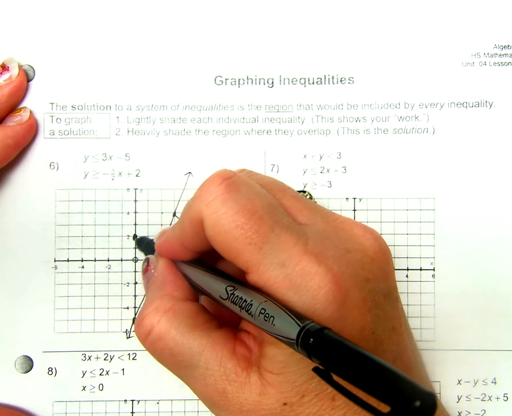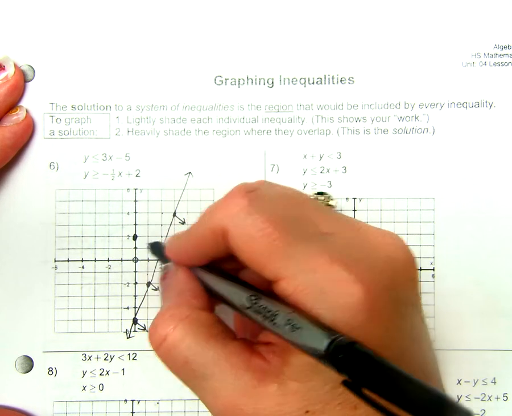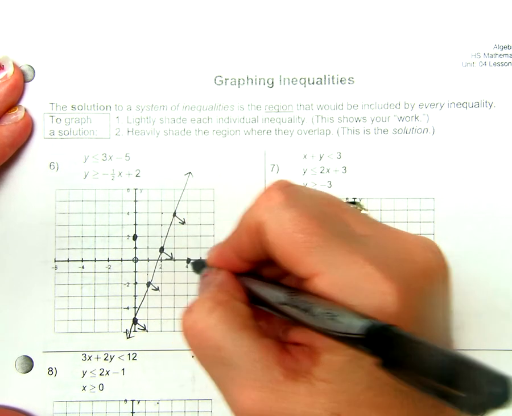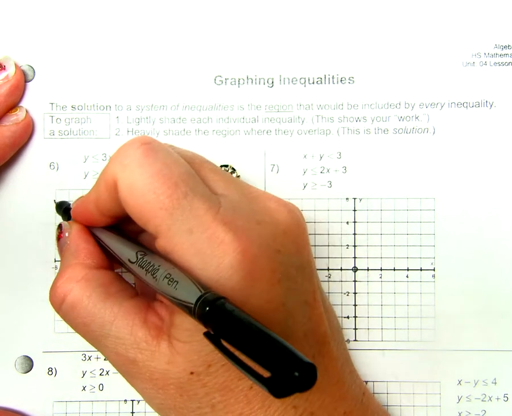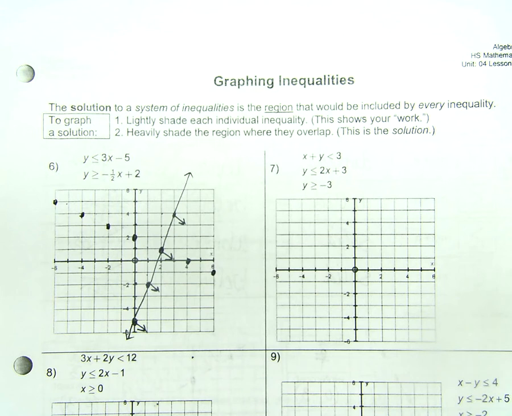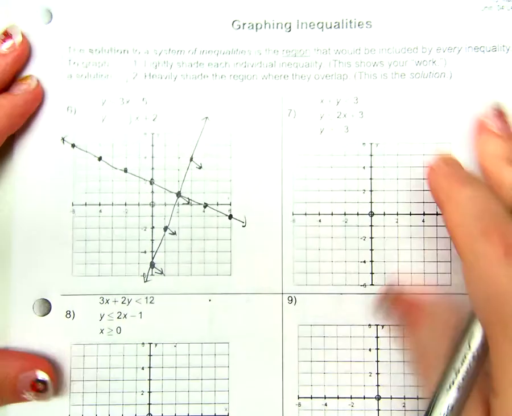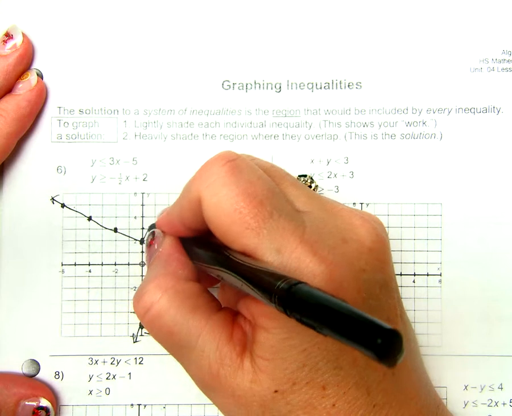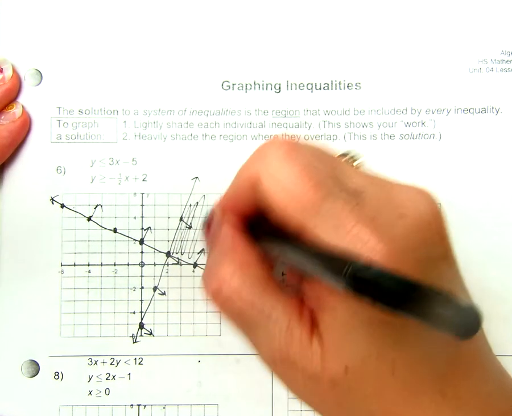Start up 2 on the y-axis, and then fall 1, run 2 to the right, right? Fall 1, run 2. Or rise 1 and run backwards 2, right? What kind of a line is this? Solid. And where would I shade? It's greater than, so it's above. Where is the only section on this page that is true for both equations? Just right here, right?